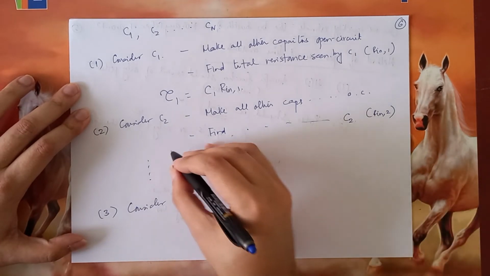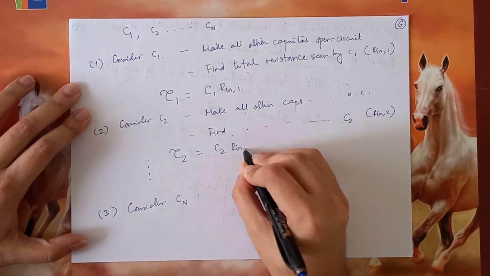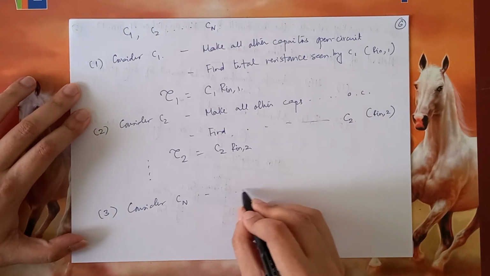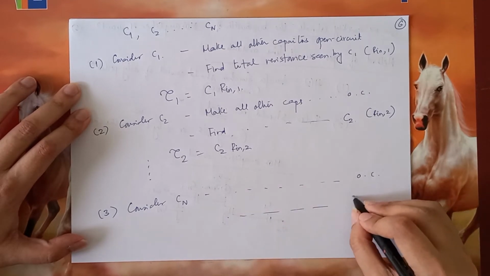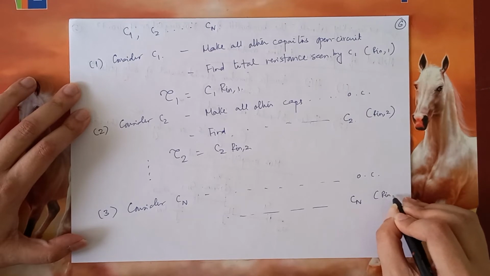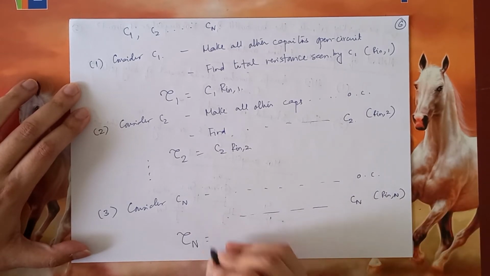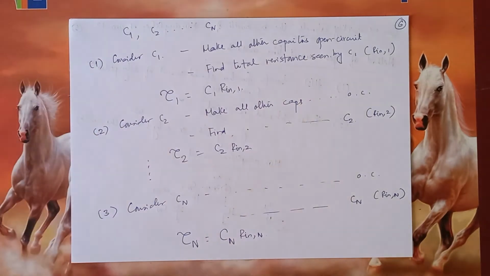So here tau 2 will be C2 times Rn2. So again for Cn, you can make all the capacitors open circuit except Cn and find the net resistance seen by Cn, which is RnN, which will give you tau N as Cn times RnN. Is that fine?